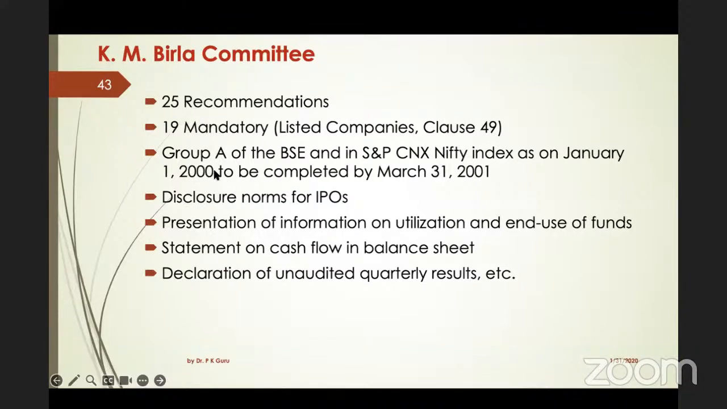I don't know if you are aware, there is a categorization of companies based on capitalization on the BSE and NSE. The Group A companies are mainly targeted because they are the ones where money is there. So the Group A companies, as on 1st January 2000, had to adopt these 19 mandatory recommendations of the Cg-Mba committee by March 31st, 2001. They have done it. Some of them failed, but now they have done it.